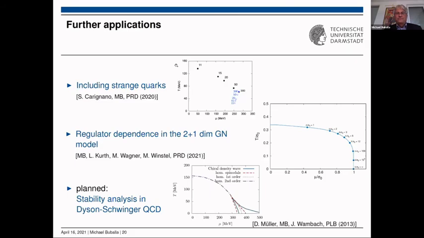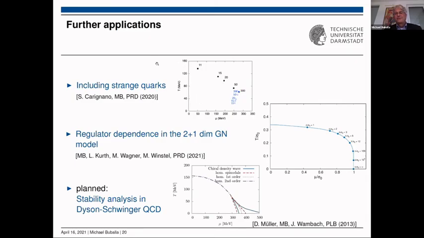It turned out within this analysis that this does not happen. So in the three flavor case, for physical parameters, the two points are still almost coinciding, but they split and only the critical point goes down.